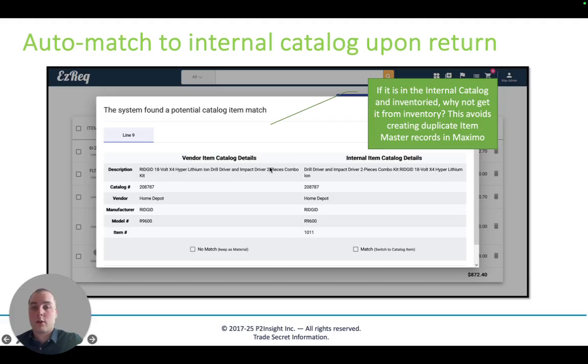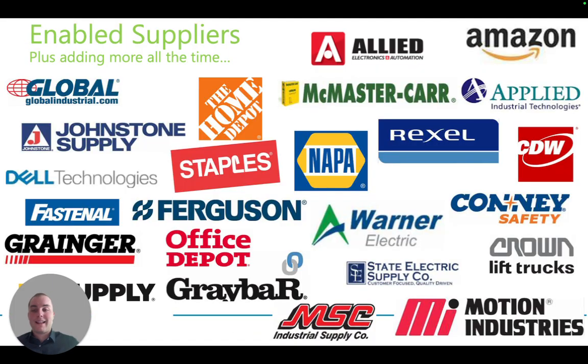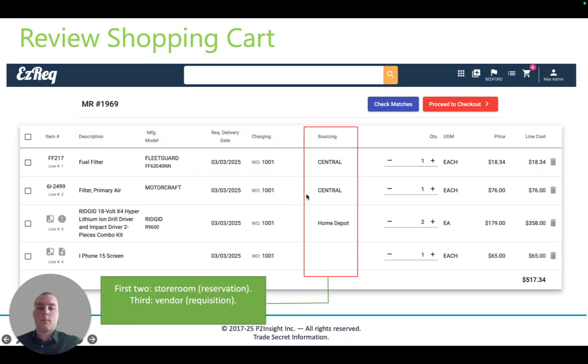On the return, we'll try to auto match it into your internal catalog so you're not buying something that you already have. And if we are able to auto match it, we will bring it back as an item line type instead of a material line type. So again, you're not purchasing anything that you already have. Now, over 1,800 suppliers have enabled this PunchOut technology. Here, a small subset of the ones that we integrate with. So, Grainger, Home Depot, McMaster-Carr, really big names on this list, and we're constantly adding more.